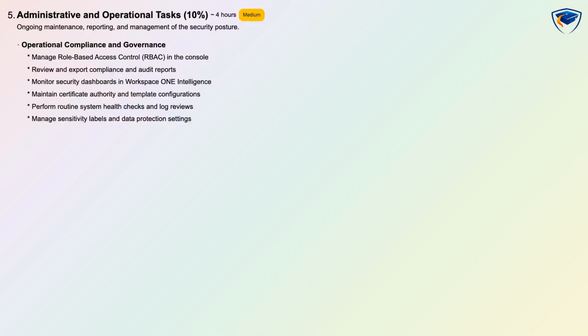The administrative and operational tasks domain focuses on ongoing maintenance, reporting, and management of the security posture. This domain covers topics such as operational compliance and governance. You'll learn to manage role-based access control in the console, review and export compliance and audit reports, monitor security dashboards in Workspace 1 Intelligence, and maintain certificate authority and template configurations.